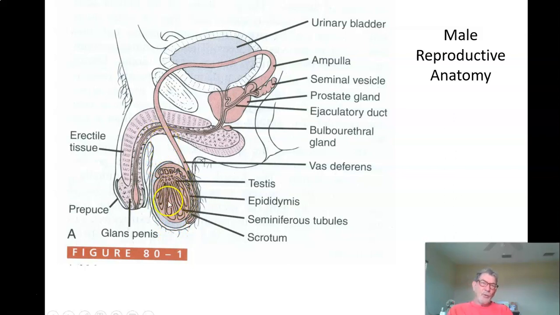Inside the testis or testicle, you have the seminiferous tubules that make sperm. They store that sperm in the epididymis, remember, on the outside of the testis, which is attached to the vas deferens. So the sperm is made in the seminiferous tubules, stored in the epididymis, and moves through the vas deferens to the ejaculatory duct and urethra.